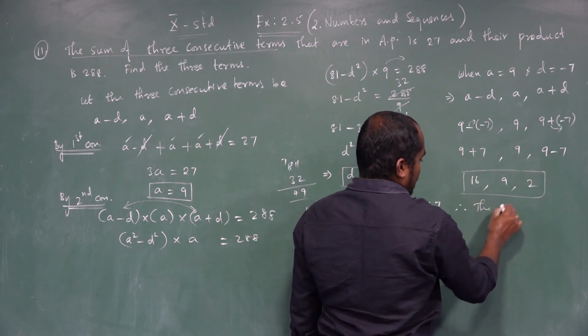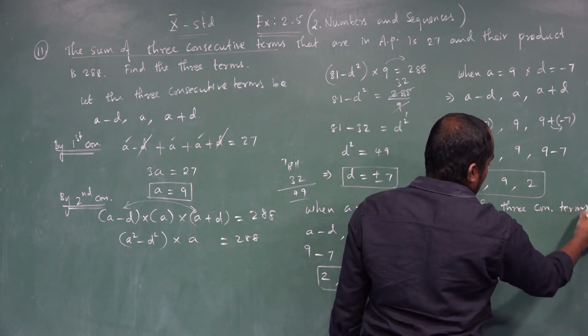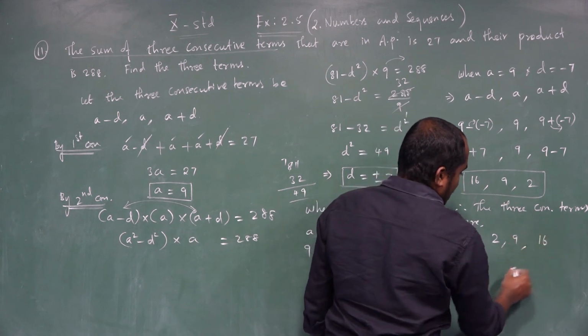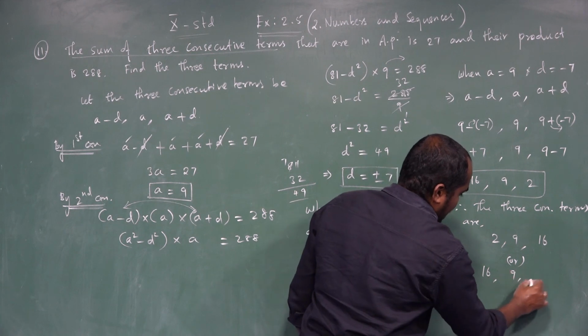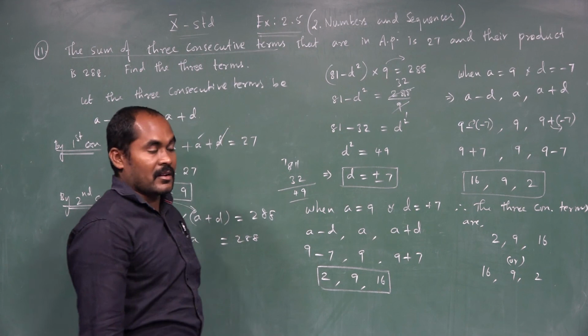Therefore, the three consecutive terms are 2, 9, 16 or 16, 9, 2. So how do we check whether your answer is correct or not?